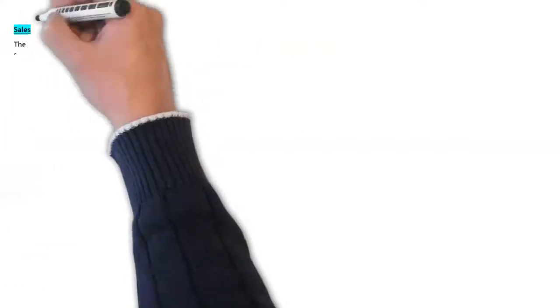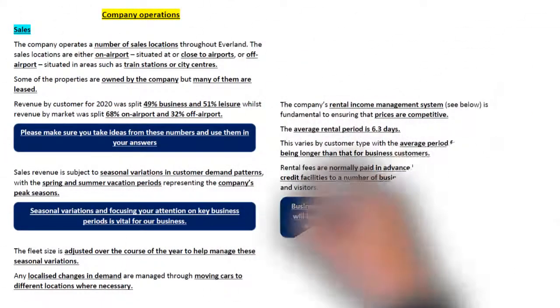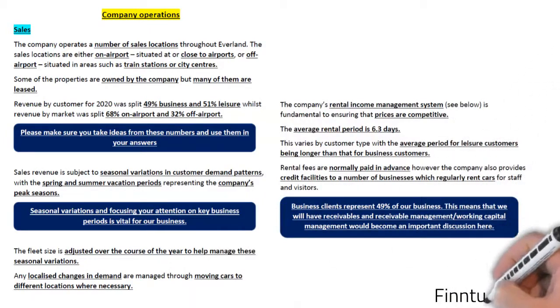Moving on to an important slide, which is the company's operations. So how are our operations handled? First, sales. Now the company operates a number of sales locations throughout Everland. The sales locations are either on airport, close to airport, or off airport, sometimes situated near train stations or city centers, which are easy for customer pickups. Some of the properties are owned by the company, but many of them are leased. We already know this information.